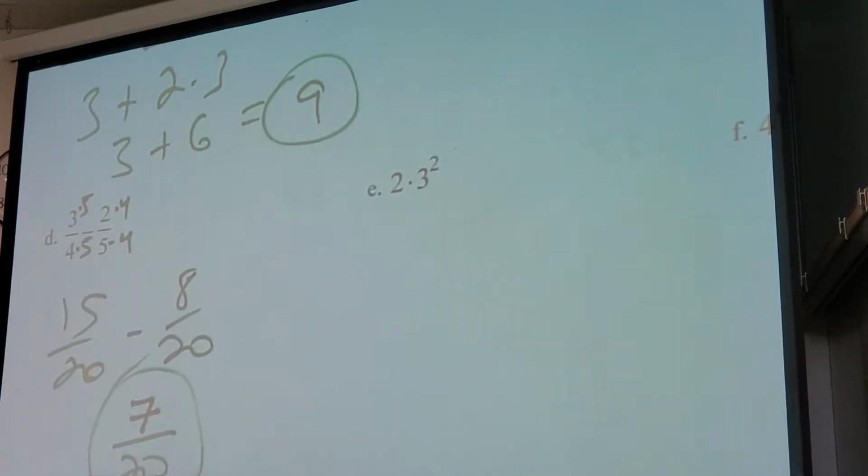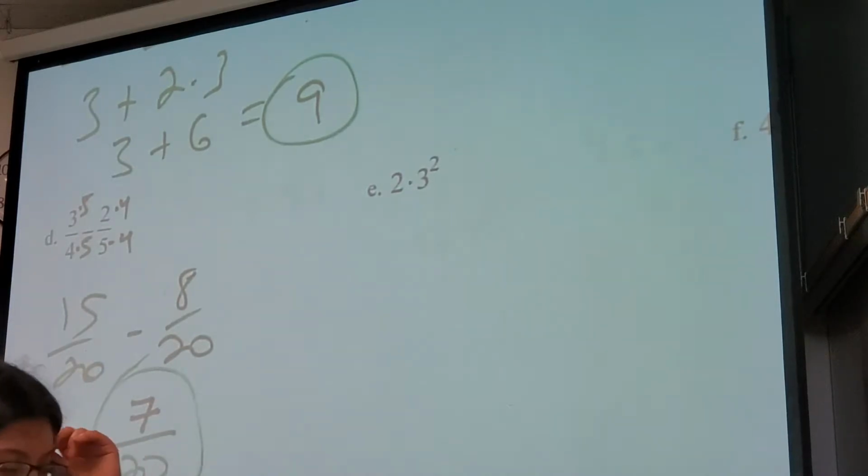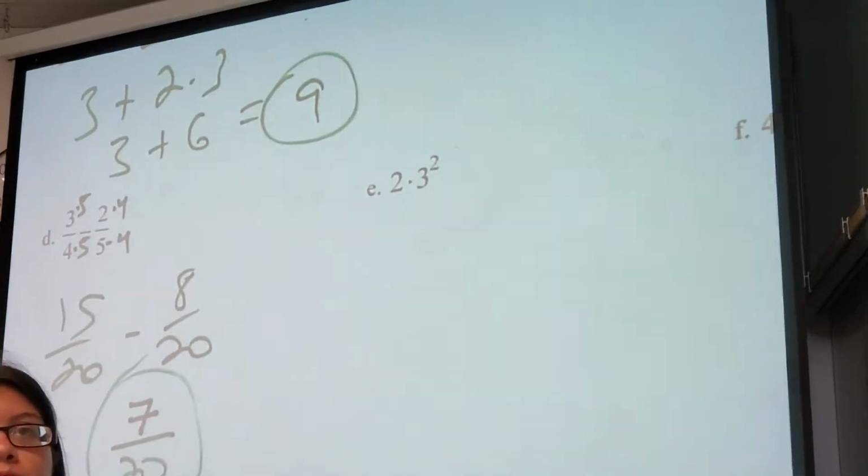I put the next one because this happens all the time. I always get somebody telling me the answer is 36. There's no way that's 36. It's 18, right? Because I'm not squaring. How many 3's do I have in that problem? How many 2's do I have? So how can you make two 6's from one 2 and two 3's?